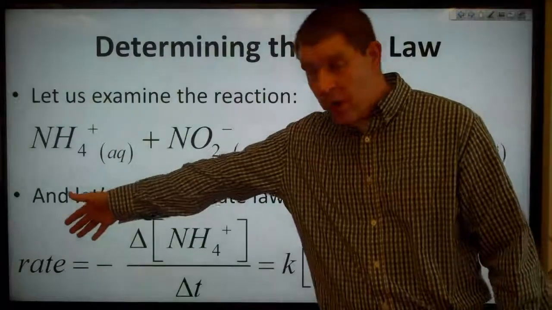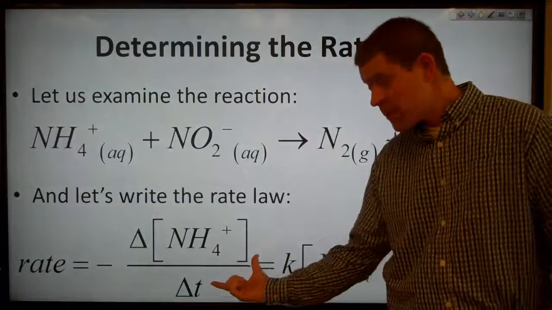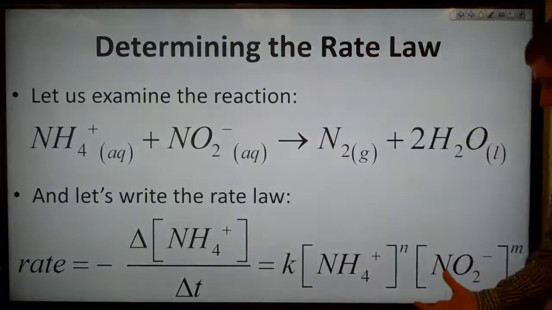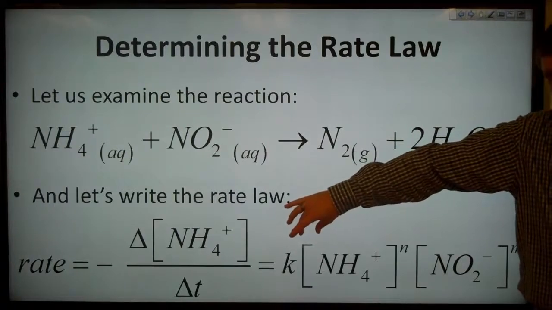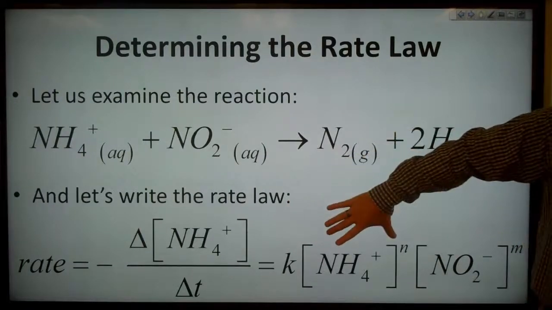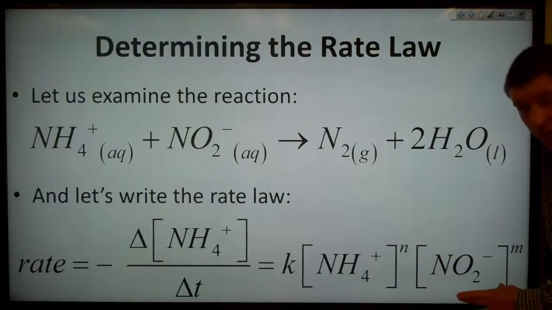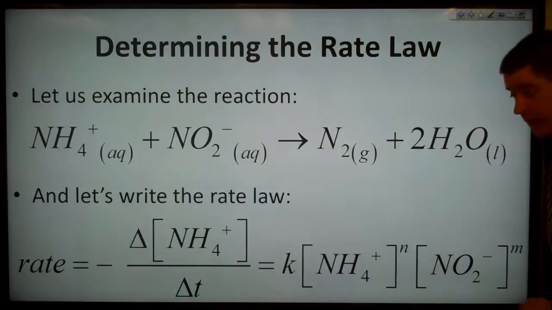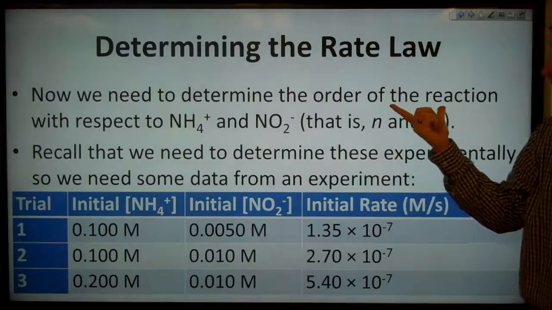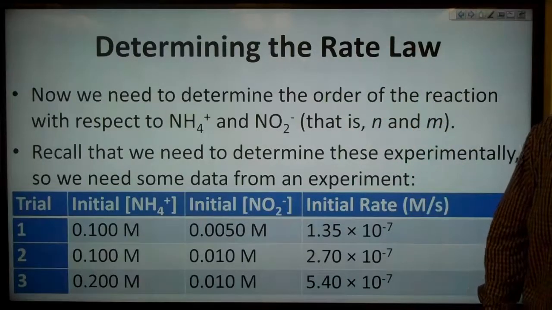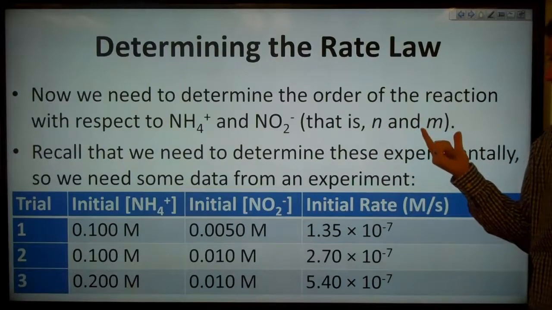We can say that rate is equal to negative the change in concentration of ammonium divided by the change in time. And we also know that that equals k, our rate constant, times the concentration of ammonium to some power n that we don't know, times the concentration of nitrite to some power m that we also don't know. So we need to determine the order of the reaction with respect to ammonium and to the nitrite. That is, we need to determine what n and m are.